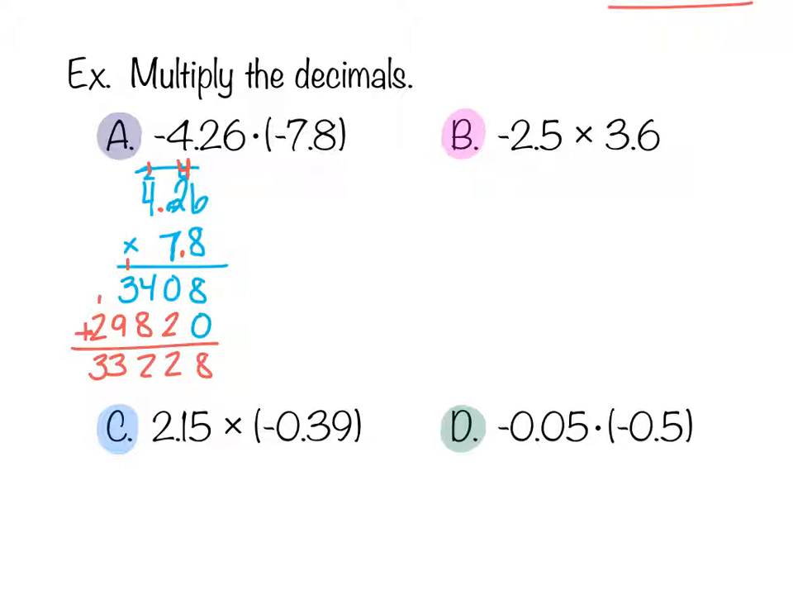What I need to do now is I need to do two things. I need to count how many negatives I have, and I have 2 of them, so my answer is going to be positive. And then I also need to count my decimal places, and we have 1, 2, 3 of them. So starting at the right side, I need to count over 3 spots and make sure I've got 3 decimal places. Positive 33.228.